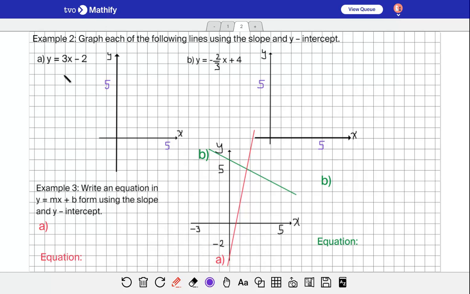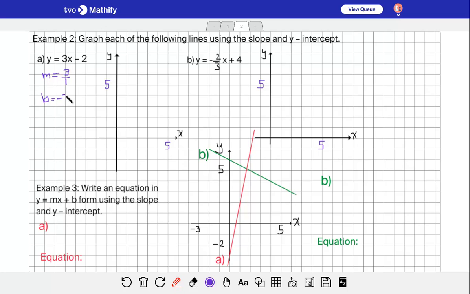So y equals 3x minus 2, so the slope is this 3 here. And if it's not a fraction, remember, if it's a whole number, the denominator is automatically 1. So 3 is my rise, 1 will be my run. The y-intercept here is the negative 2.